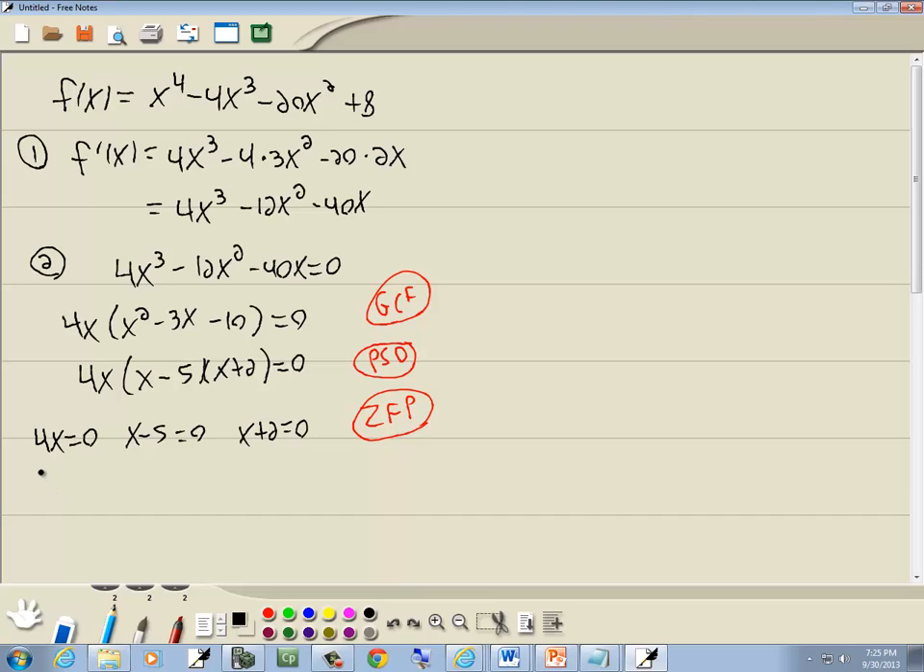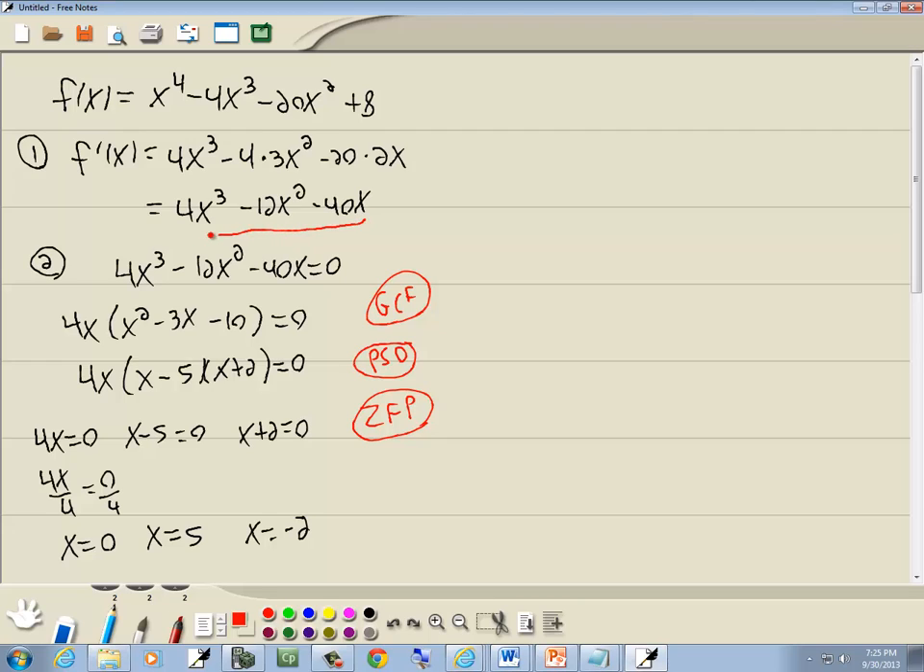Now here, divide both sides by 4, and we've got 4x divided by 4 is equal to 0 divided by 4. So we got x equals 0. Here I'll take negative 5 over, and it becomes a positive 5. Here I'll take the 2 over, and it becomes a negative 2.